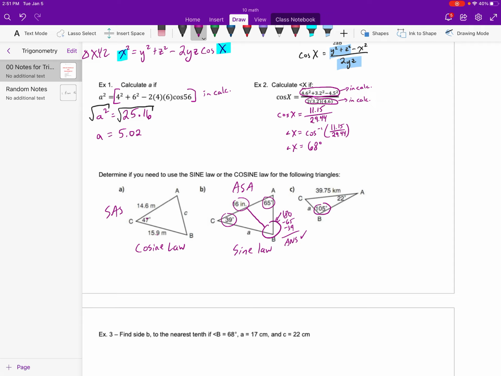Here we have an angle. Notice that you have its opposite side. So again, we would use sine law.